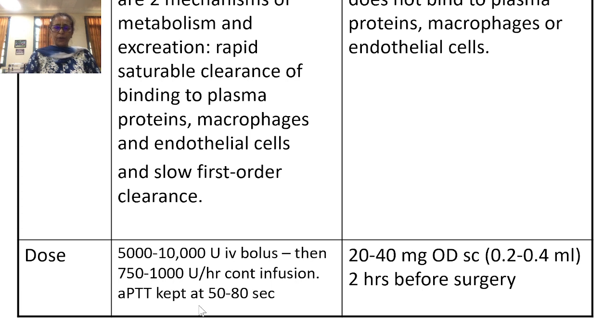The dose of high molecular weight heparin is 5,000 to 10,000 intravenous units. It is given as a bolus, followed by 750 to 1000 units per hour by infusion. Bolus means you give the whole amount of the drug immediately intravenously, followed by slow infusion at 750 to 1000 international units per hour, and APTT is kept between 50 to 80 seconds.